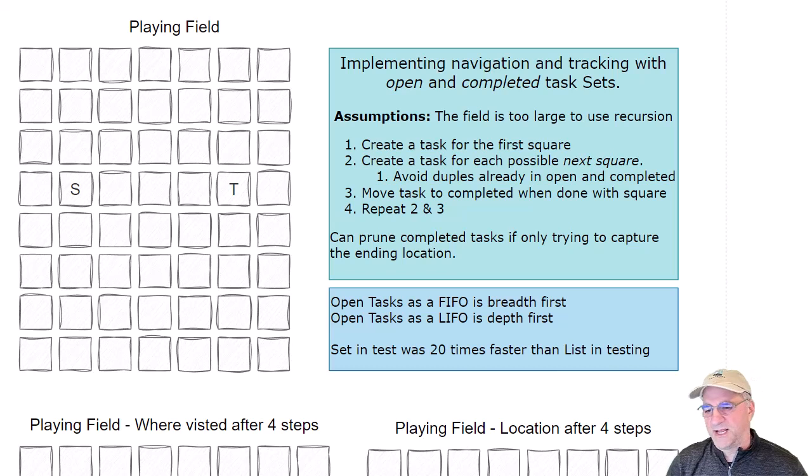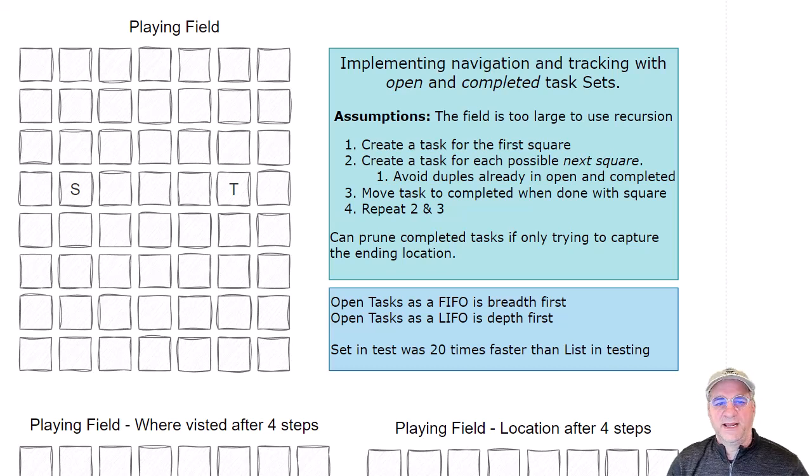What are all the squares I can visit in an exact number of steps, and what are all the locations I could end up in after an exact number of steps? And those two seem to overlap. And the way we're going to do this is I'm just going to post all the possible moves from any given square to a task list.